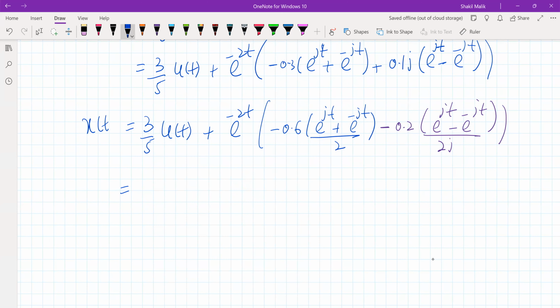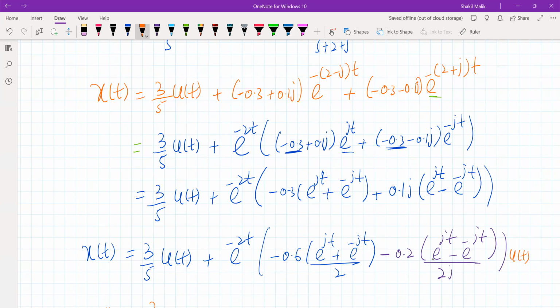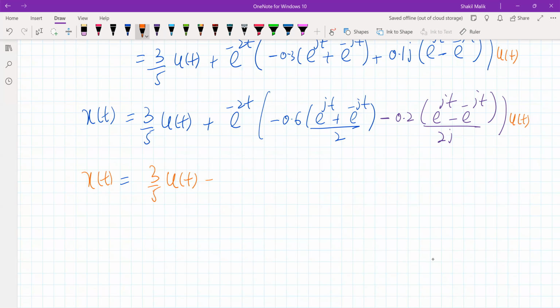Now, x of t is equal to this. We say x of t is 3 by 5 u of t, and remember there is u of t also with the terms. Actually, I forgot that there is u of t here. So u of t we took common from this. So it is e to the power of minus 2t. What is this? e to the power of j theta plus e to the power of minus j theta divided by 2 is simply cos theta. So it will be minus 0.6 cos t simply.